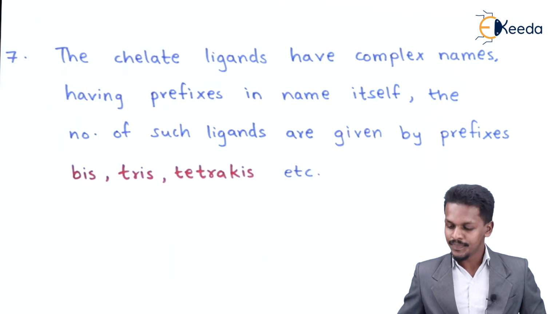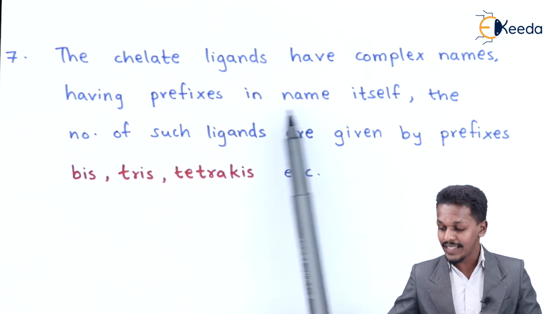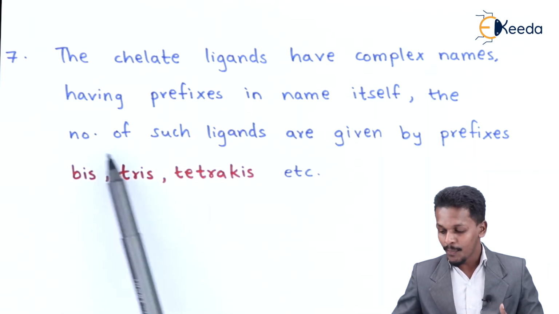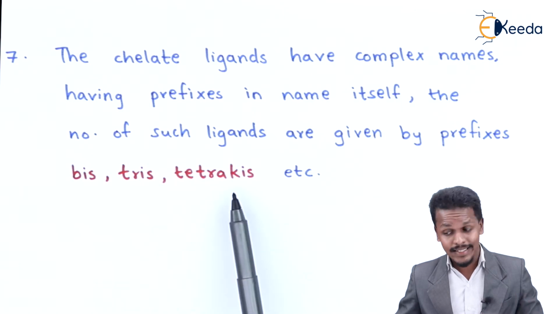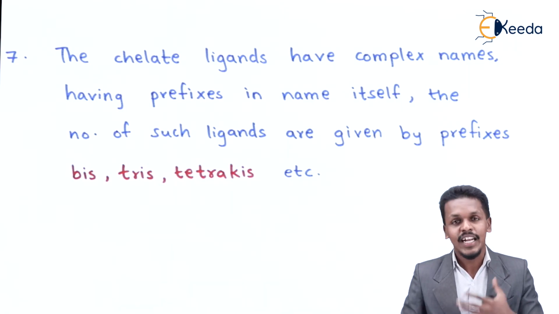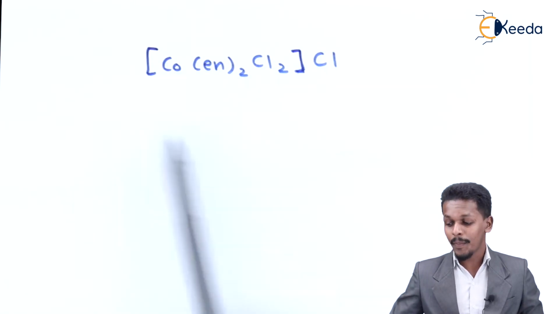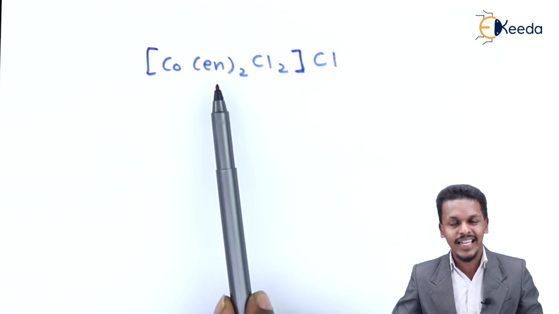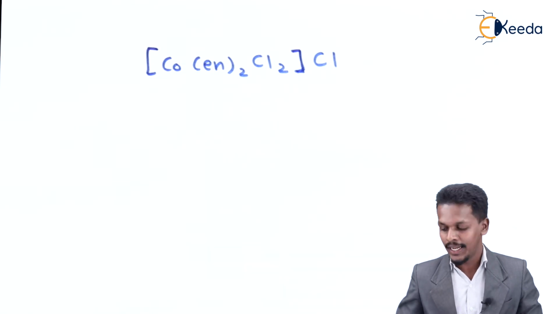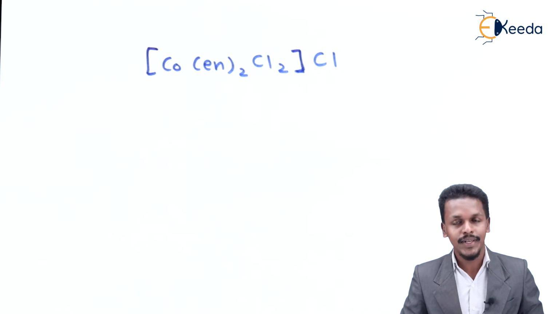The next point is, the chelate ligands have complex names having the prefix in the name itself. The number of such ligands are given by the prefix bis, tris, tetrakis, etc. So in this case, let me give you an example so that we could understand this rule. So friends, this is the complex, and here we have a particular ligand which is nothing but a chelate ligand, that is ethylene diamine. So how can we name this complex? It is very much simple.